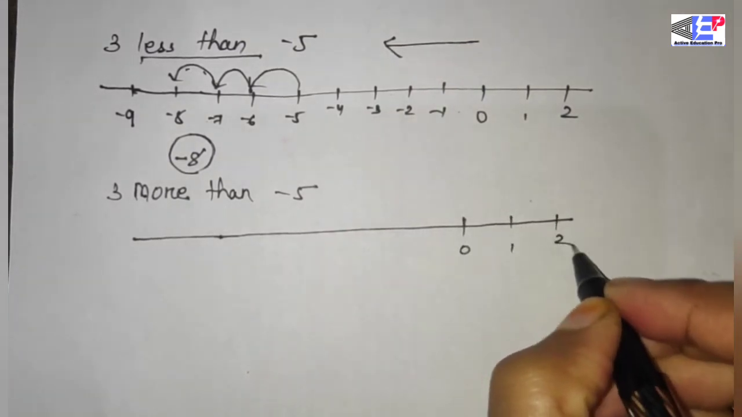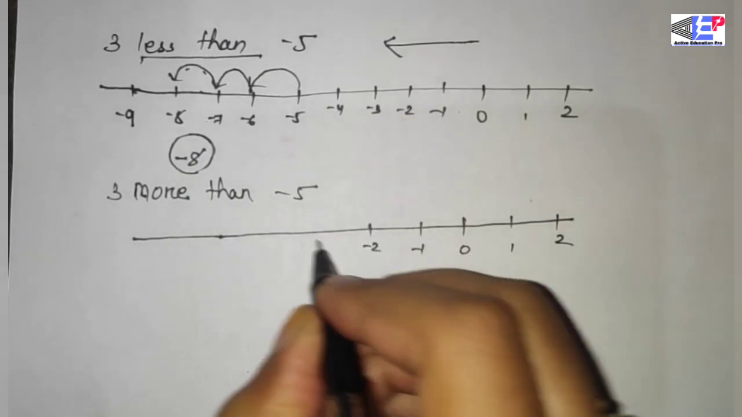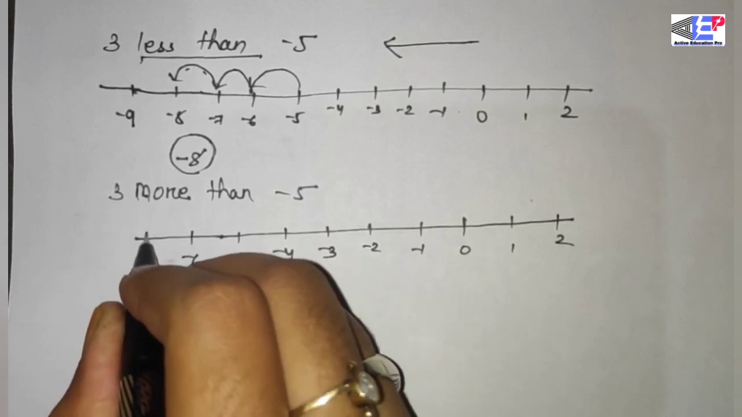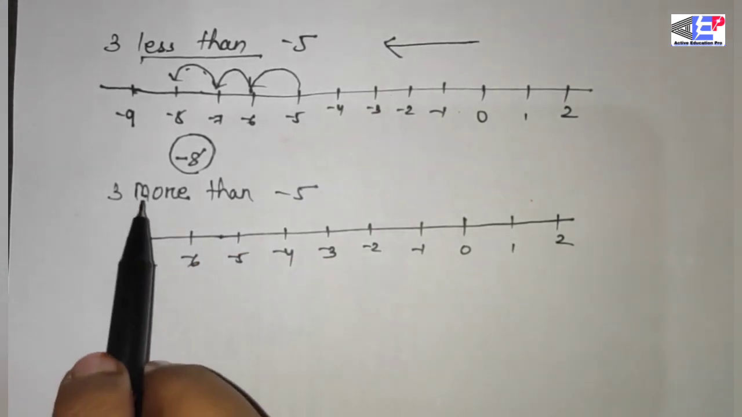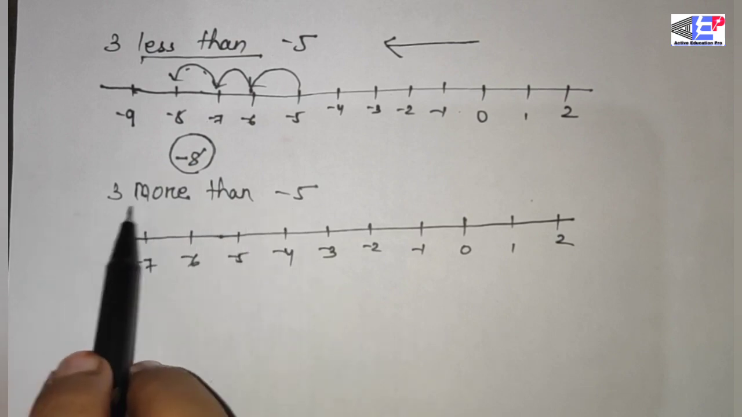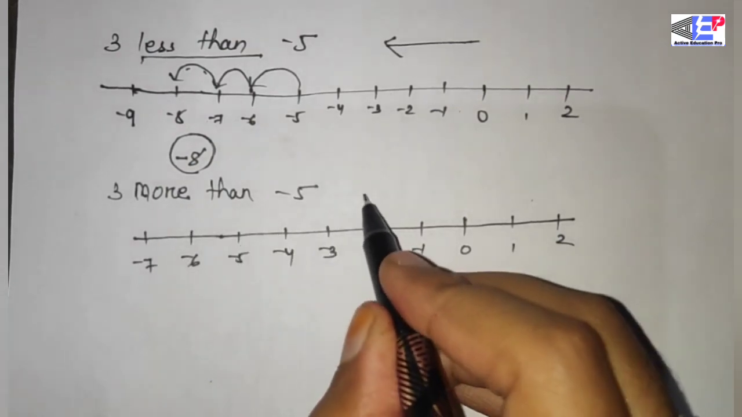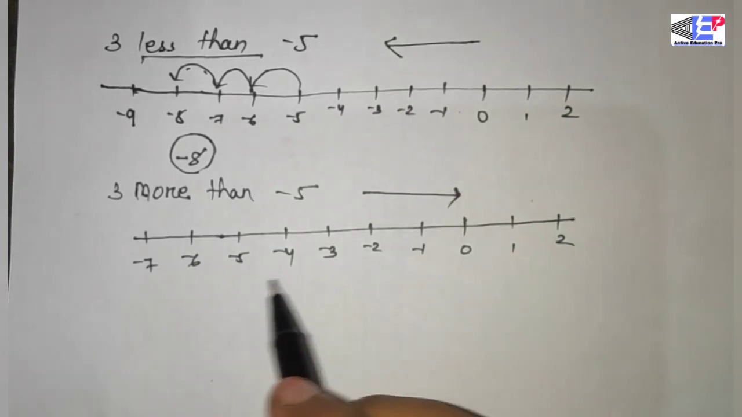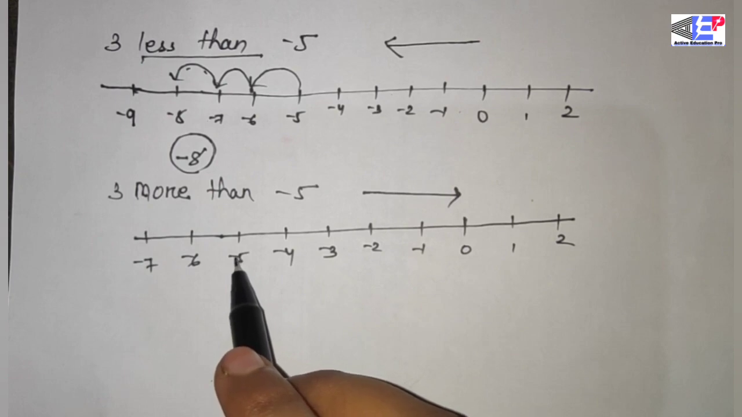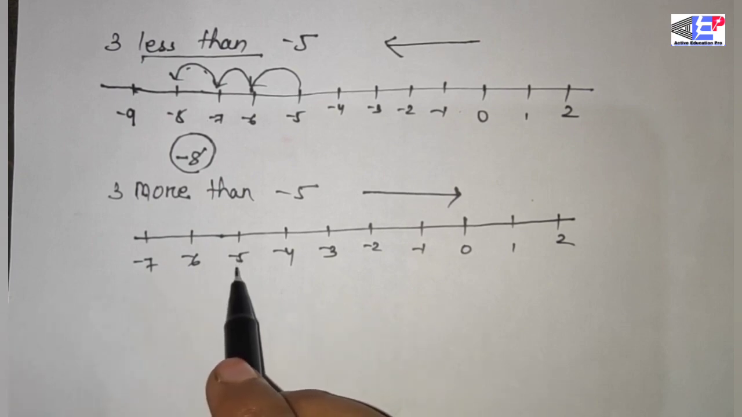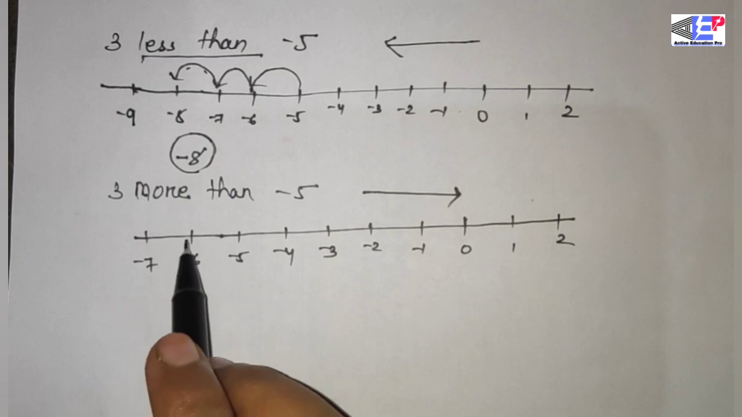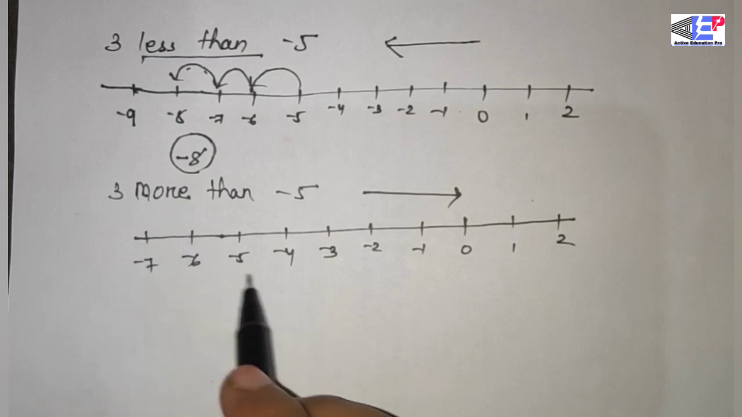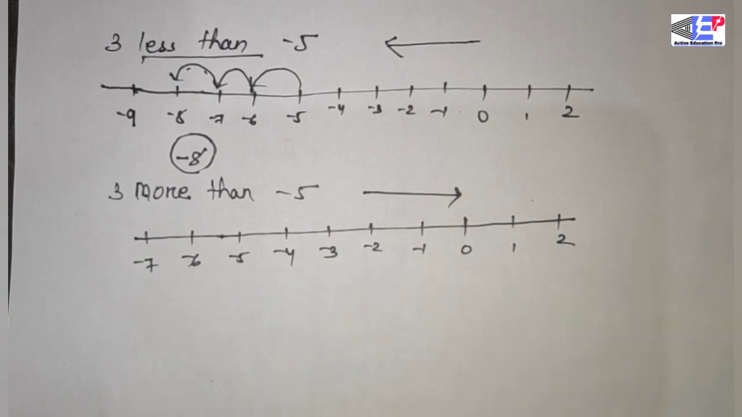Zero, 1, 2, -1, -2, -3, -4, -5, -6, -7. Look here, 3 more than -5, so you will move left to right. It is not necessary to keep many places at the left side of -5. This is -5. There are two negative integers at the left side of -5, and many integers at its right side.